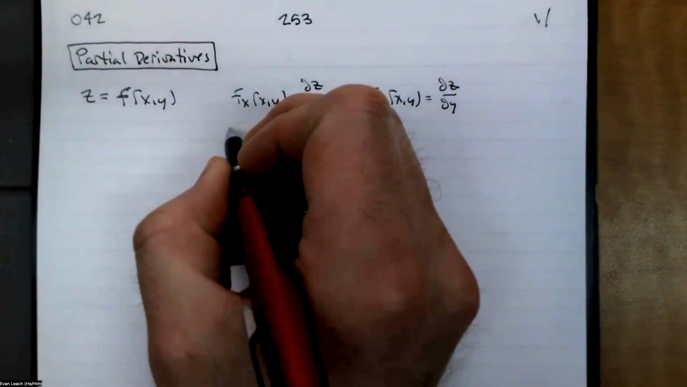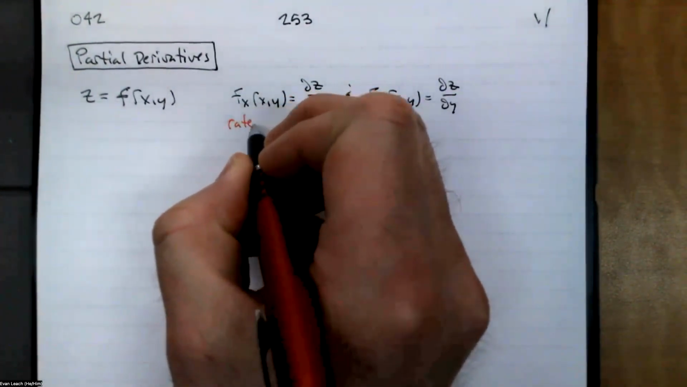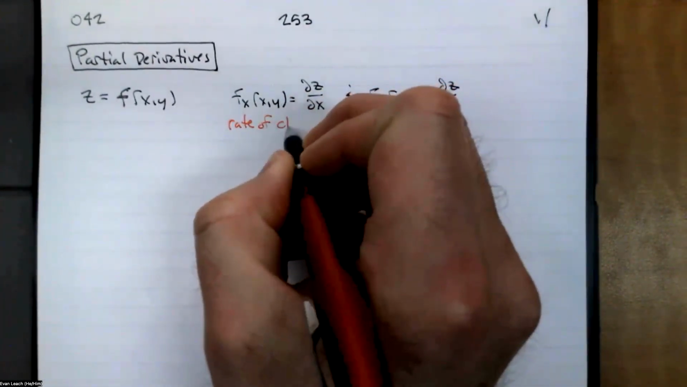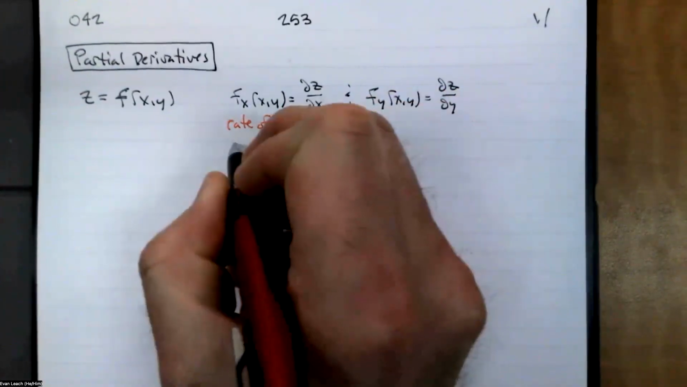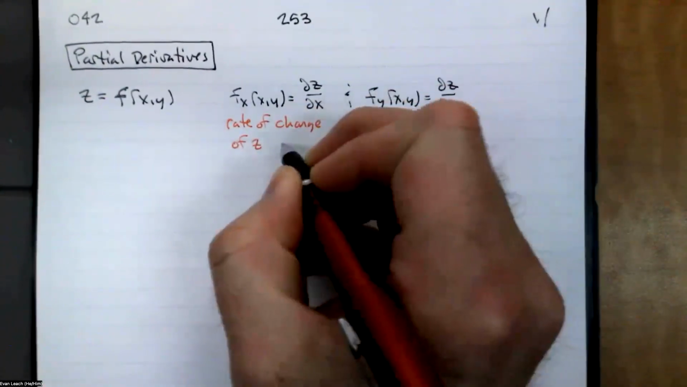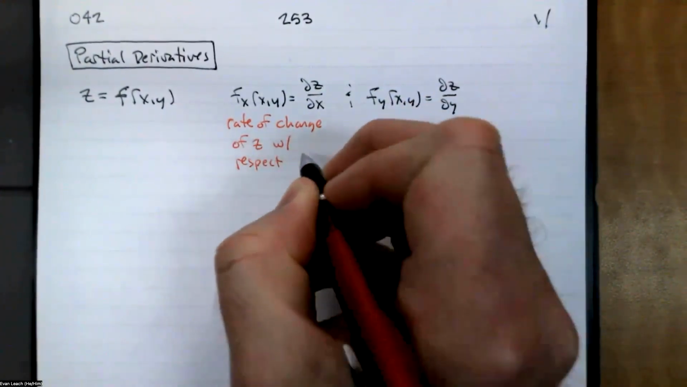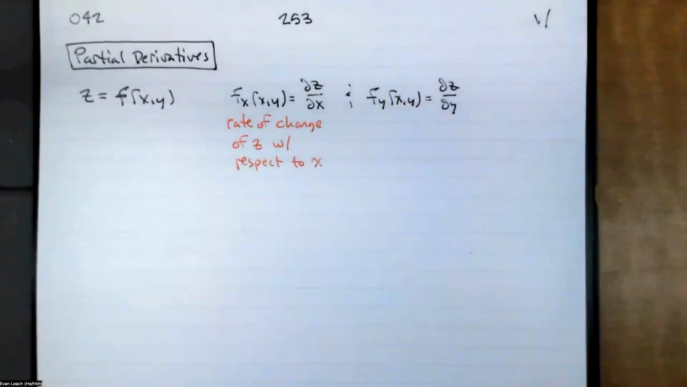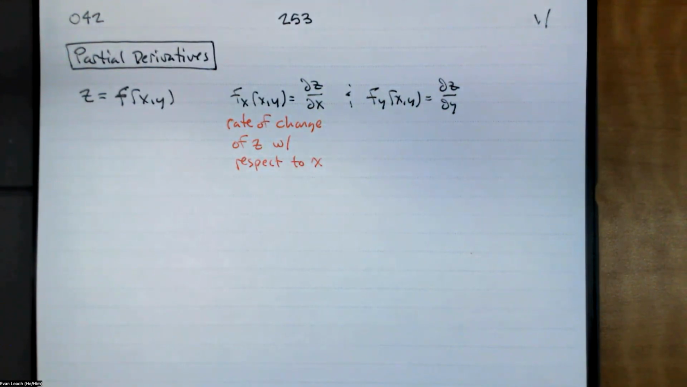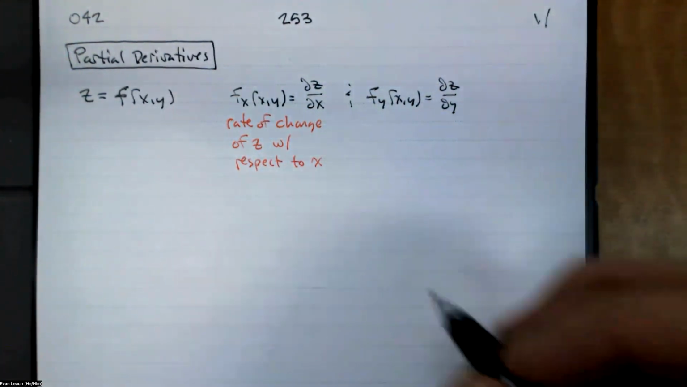So, rate of change of z with respect to x. And yesterday I phrased this a little bit differently. I said in the x direction. How is z changing in the x direction?